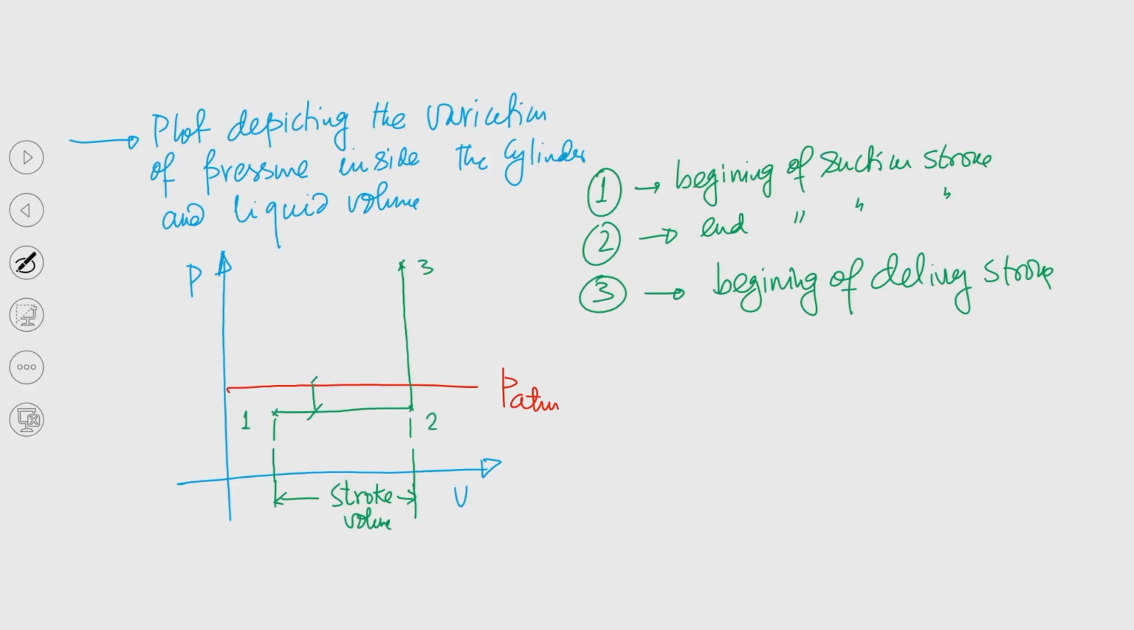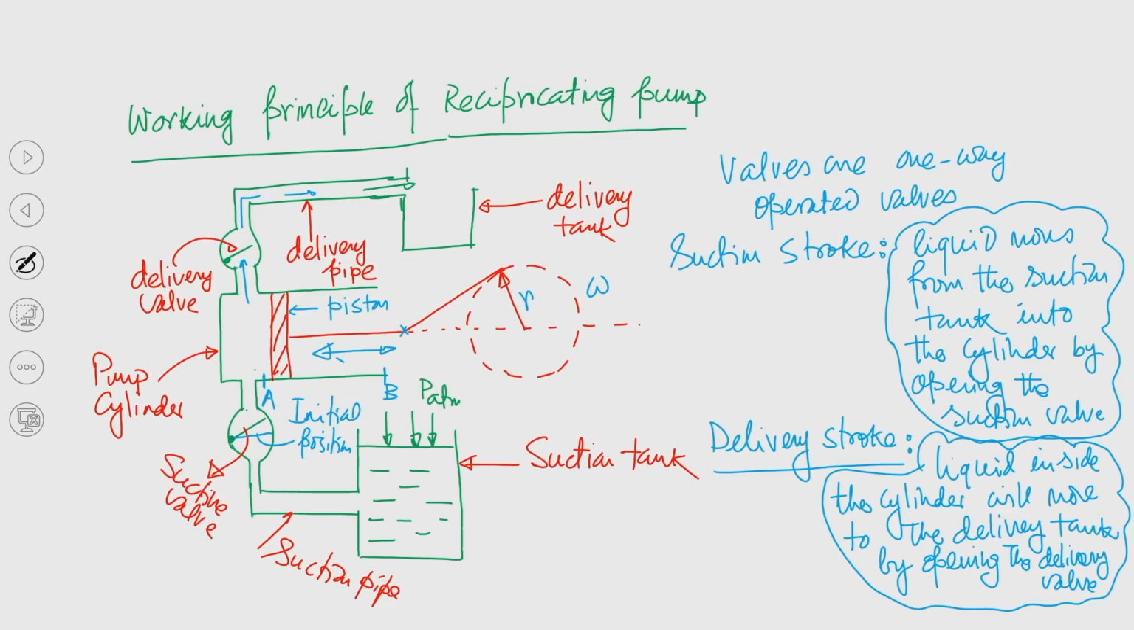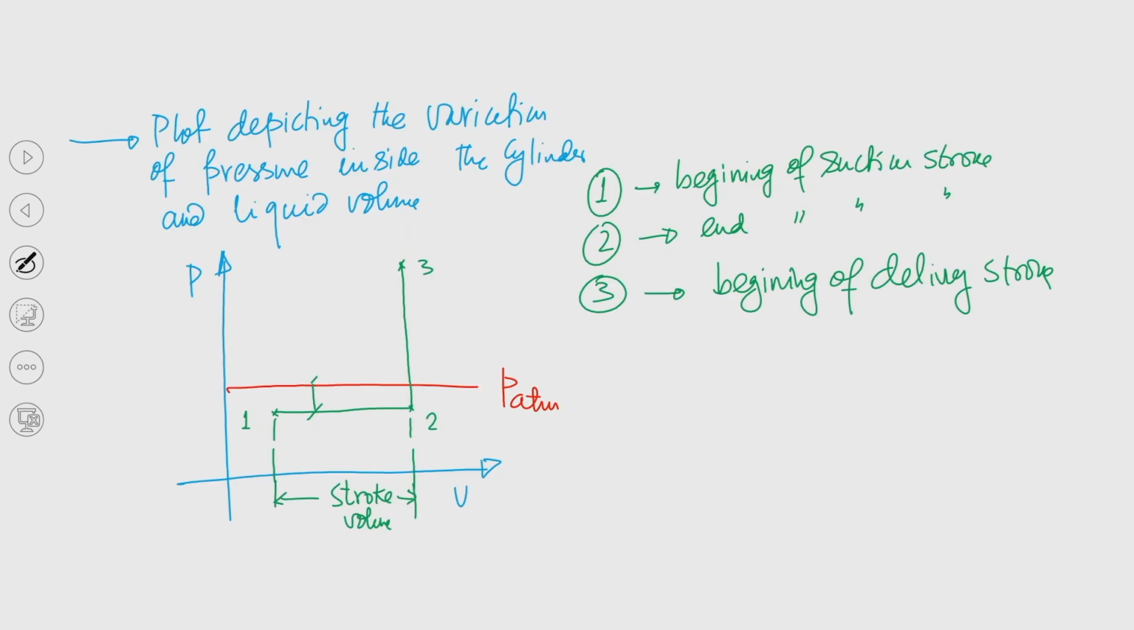Now, at point 3, the delivery valve will start opening, and the delivery valve will open slowly, and the piston is coming towards point A, and the delivery stroke will be completed. So, this is say 4. So, this is 4, the end of the delivery stroke, right.